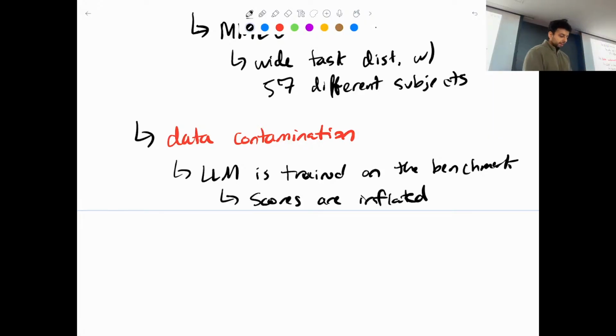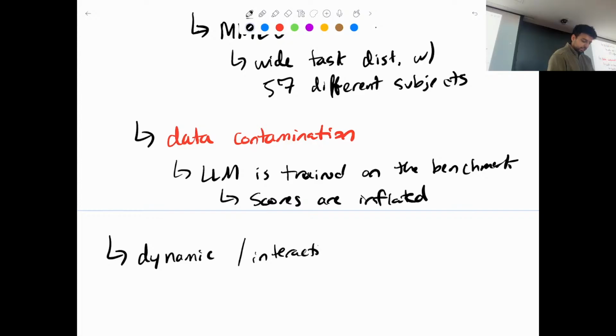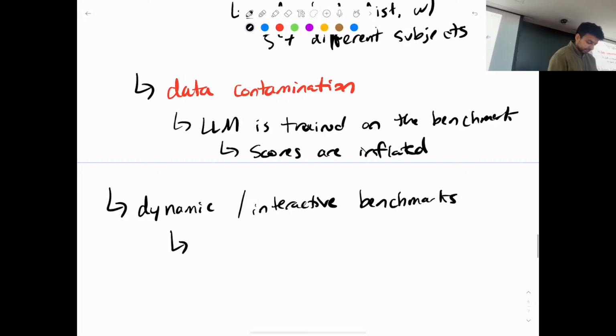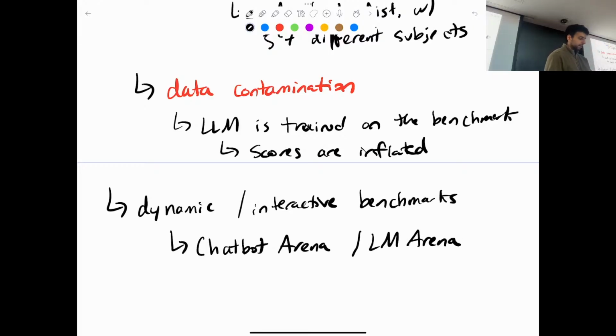So really, the solution to this contamination problem is dynamic or interactive benchmarks where you don't have a static, like, here are the 400 exam questions. The prompts are changing every time. And so the most common or popular instance of this is the Chatbot Arena, which was, I guess, renamed to LM Arena recently.